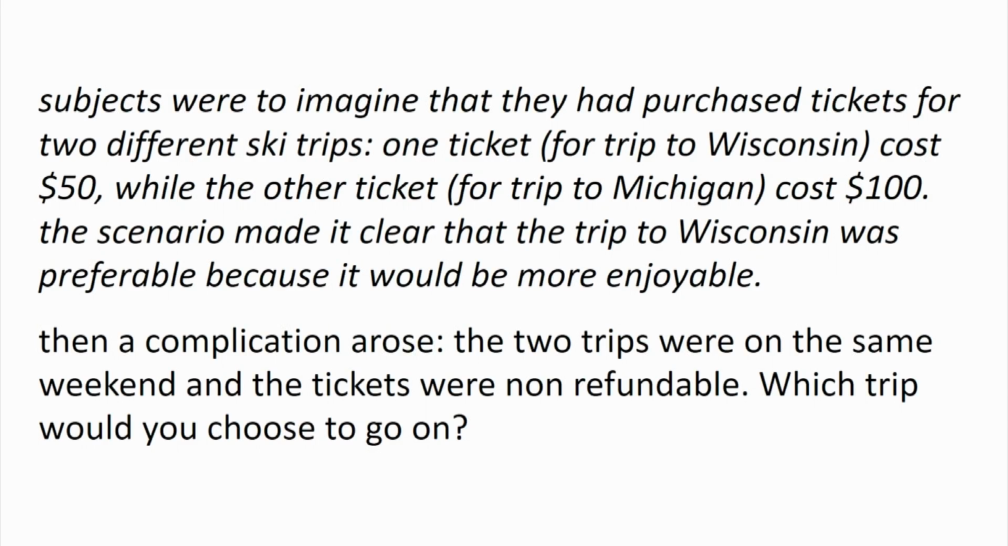Now comes a complication. Where is the complication? A complication arises where the two trips fall on the same weekend. Unfortunately, both the trips come on the same weekend or the same dates, and the tickets are non-refundable. You cannot go ahead and refund a particular ticket. My question is, which of the trips are you going to go to, and which is the trip that you are going to avoid?